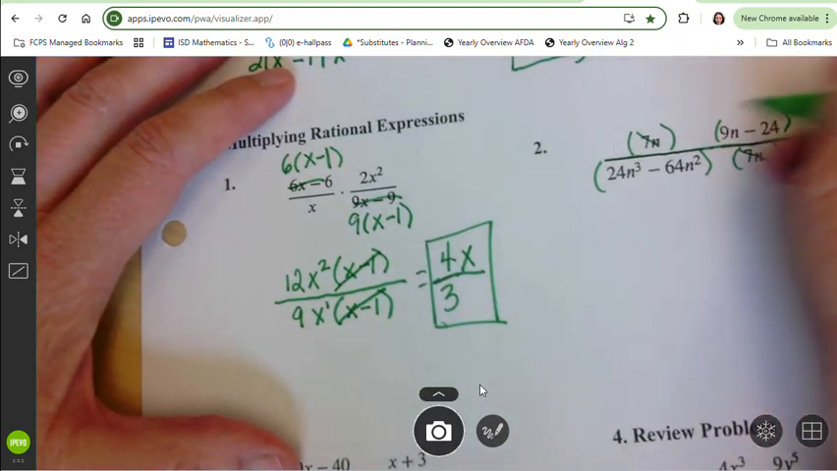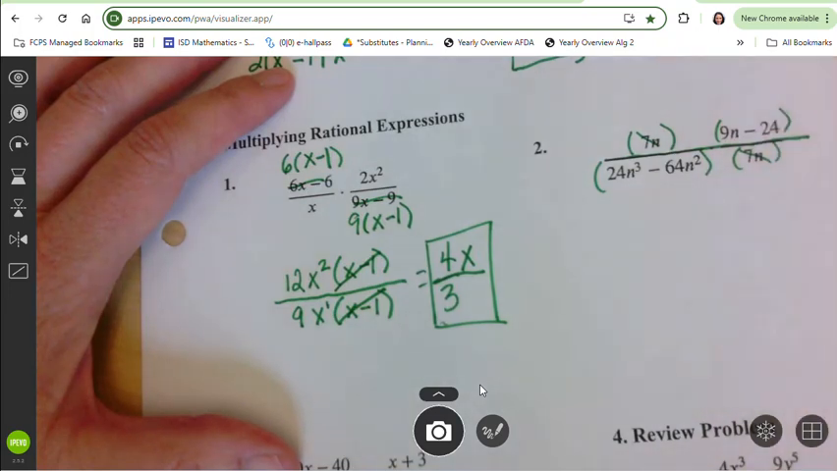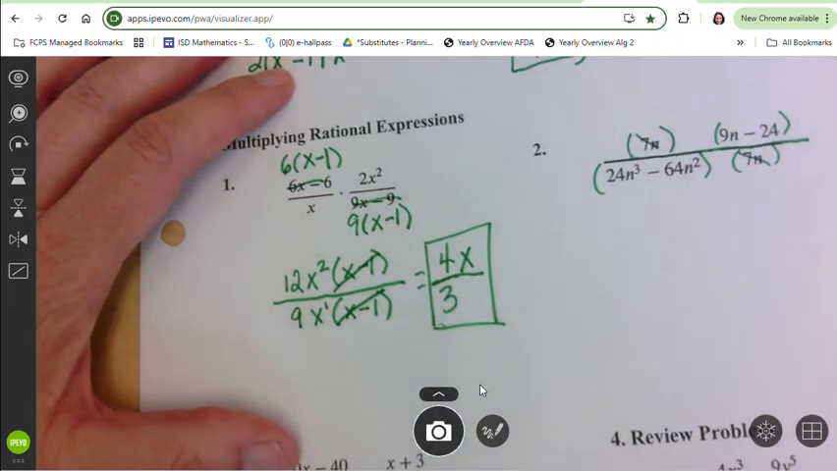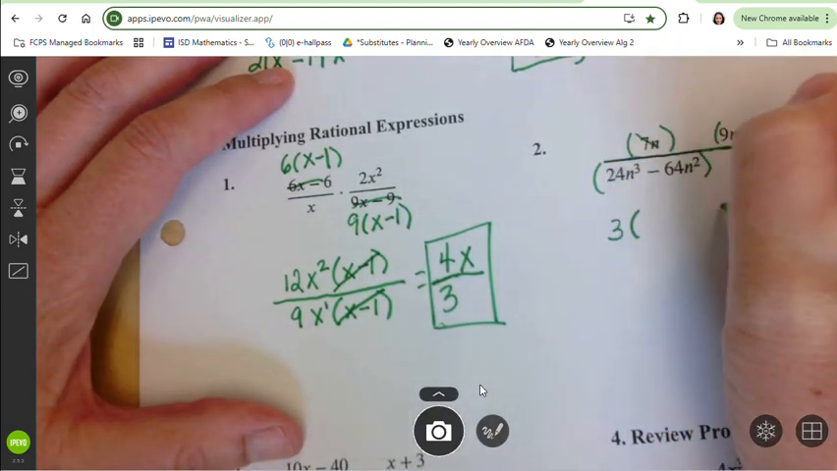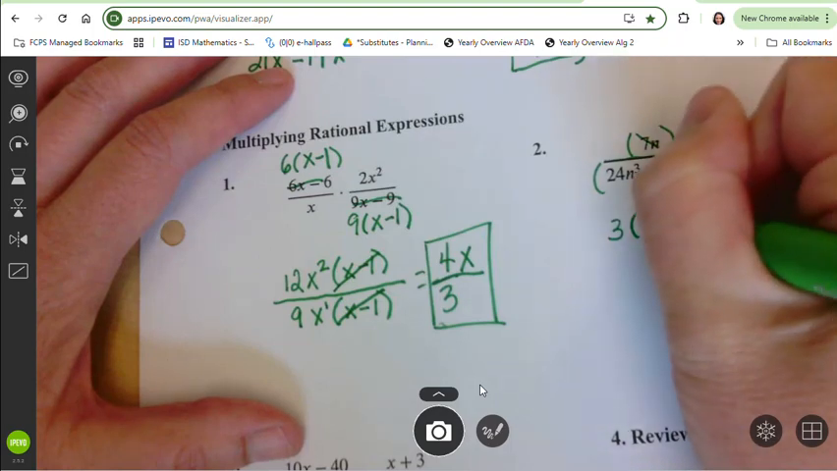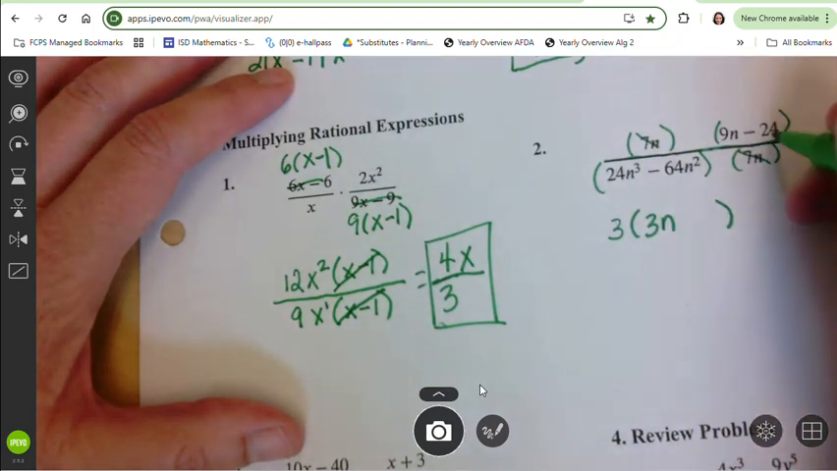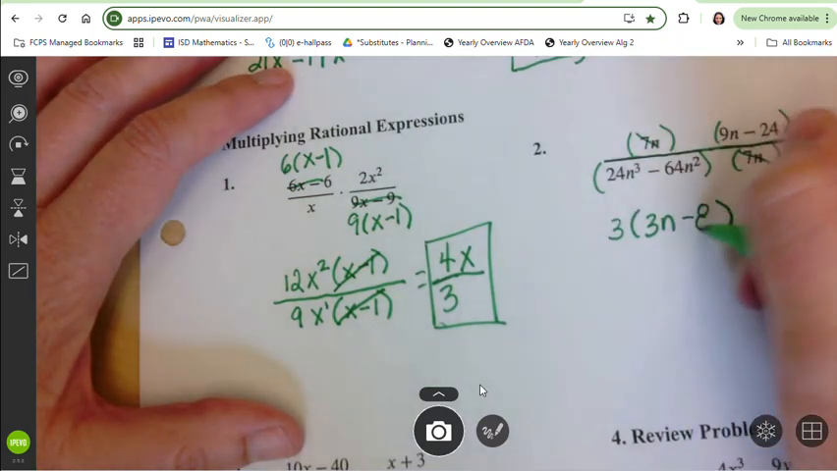And then here I'm going to factor out what's the greatest common factor of 9n and 24? I heard a vote for 3. That's right. So I'm going to factor out the 3. 9 divided by 3 is 3, and 24 divided by 3 is 8.